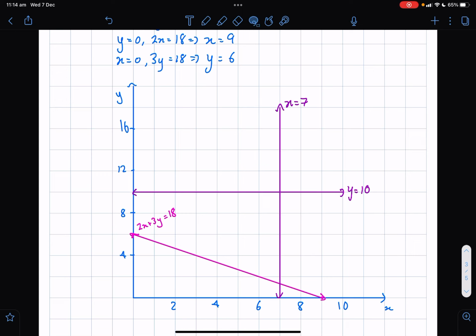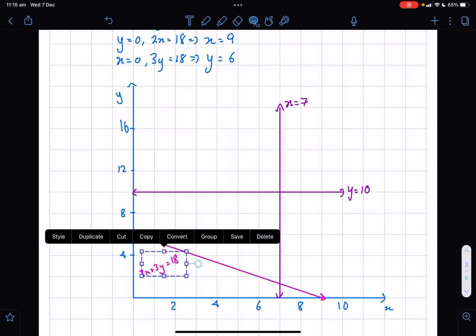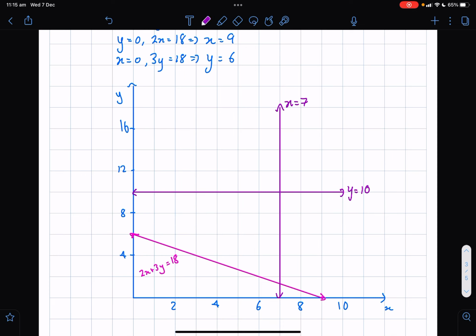Now we have, let me just move this guy down here. So we need to be below our x and y conditions, but above our 2x plus 3y equals 18 line. So that means our shaded region, our simplex, is this box in here. Okay, so it satisfies all of our conditions.